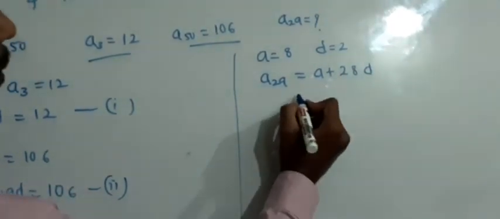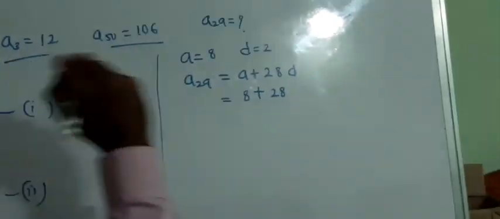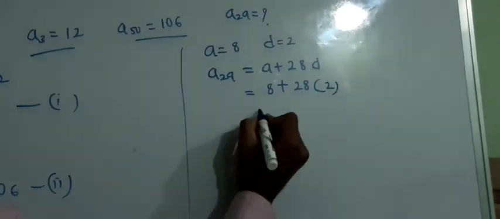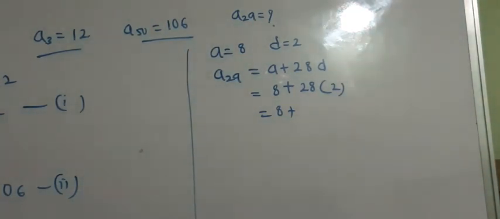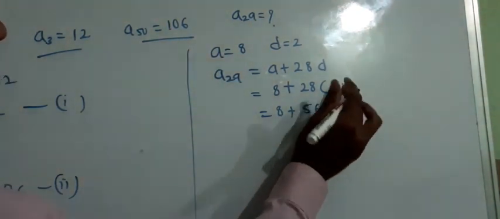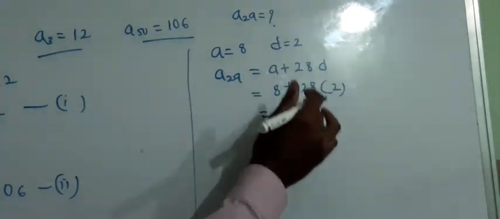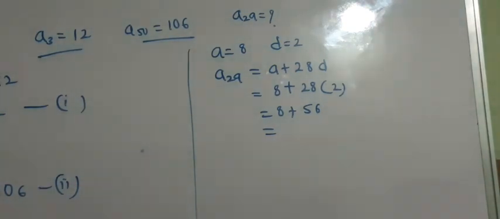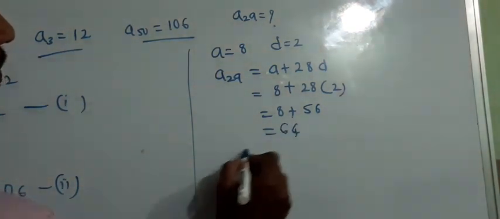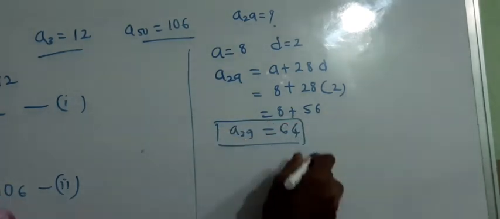Okay. What is A here? 8 plus 28 into 2. 8 plus 28 into 2 is nothing but 56. 2 8s are 16, carry 1. 2 2s are 4, plus 1, 5. That is 56. 56 plus 8, that is 64. A29 is 64. Please note this.